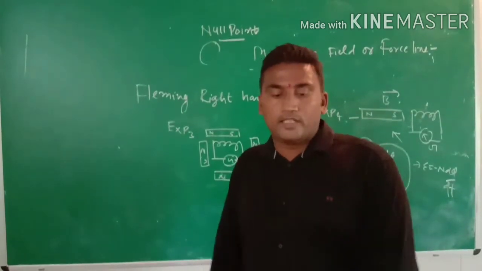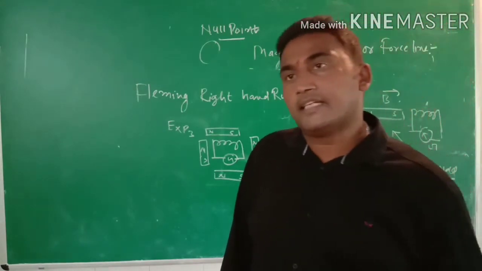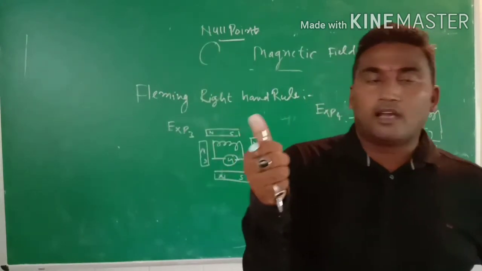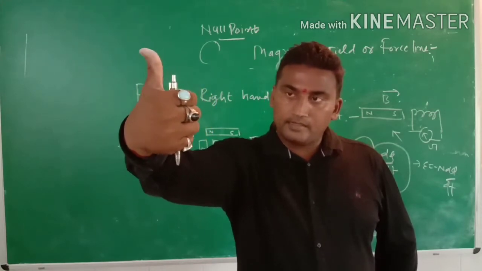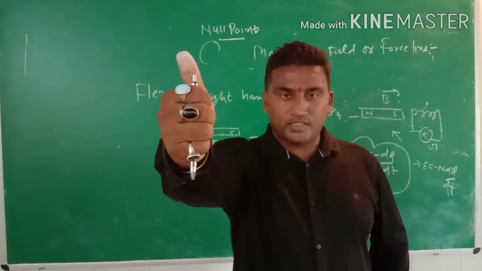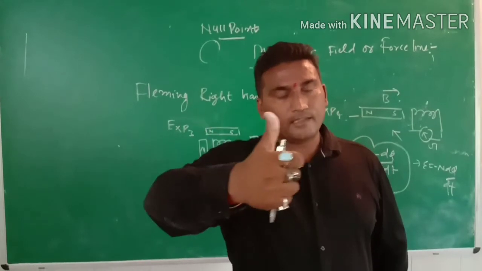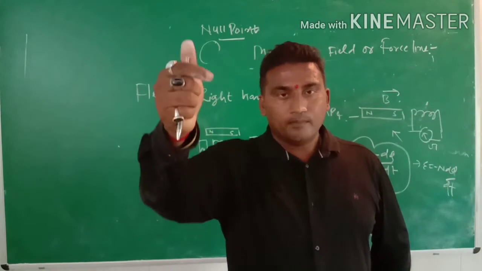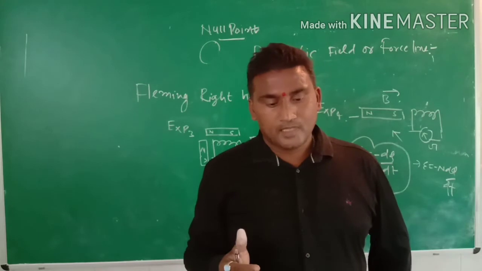Another important topic in this chapter is the right hand thumb rule. If we take any cylindrical body or metallic structure and grip it with our fingers in the same direction, the fingers represent the magnetic field, and the direction of the thumb shows the direction of current.